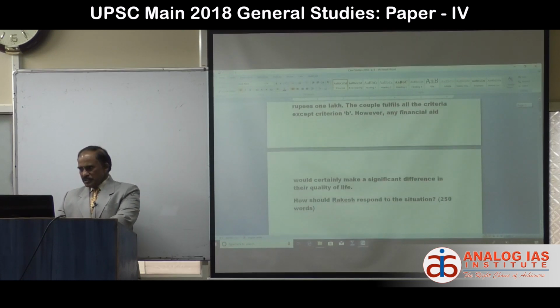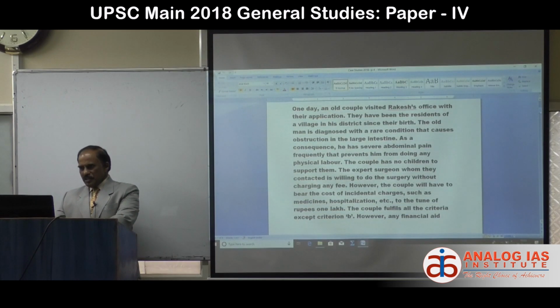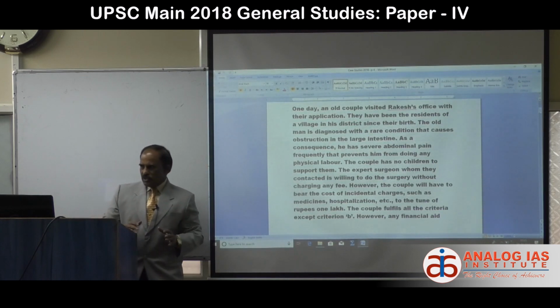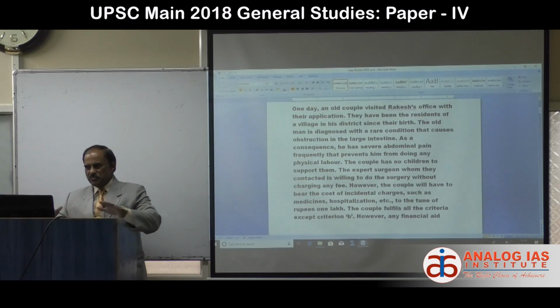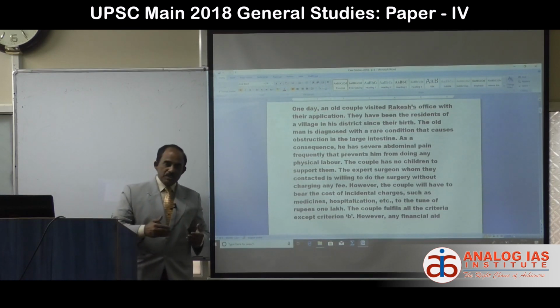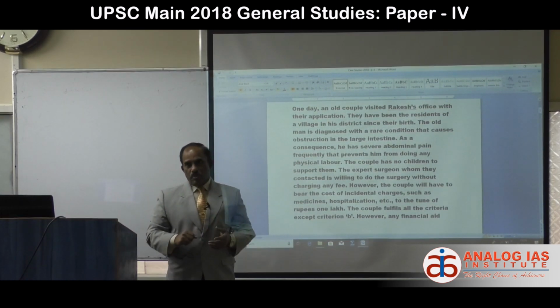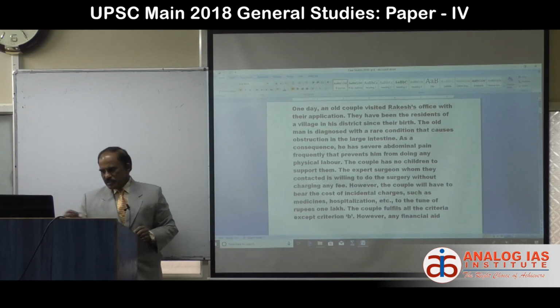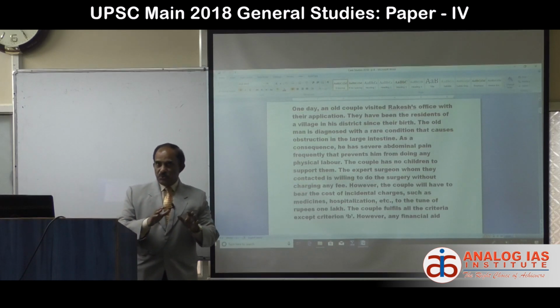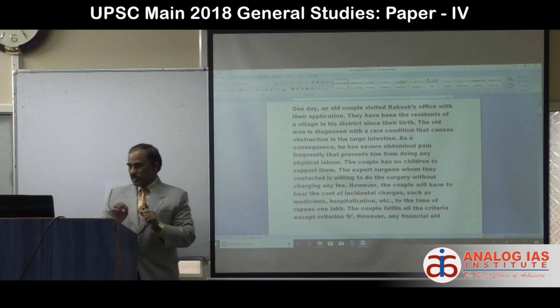Now, in one of the issues, he identified a couple. That man was getting abdominal pain frequently that prevents him from doing any physical labor. So he deserves the scheme, but he fails in one area, that is called the criteria B. So he doesn't belong to the reserved category, so he cannot get it.